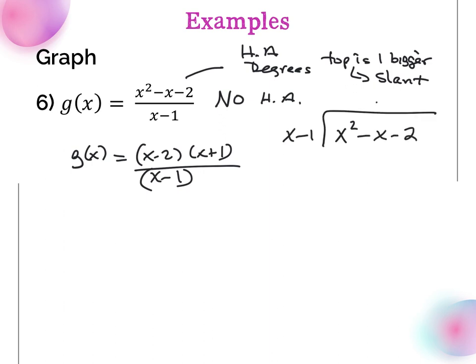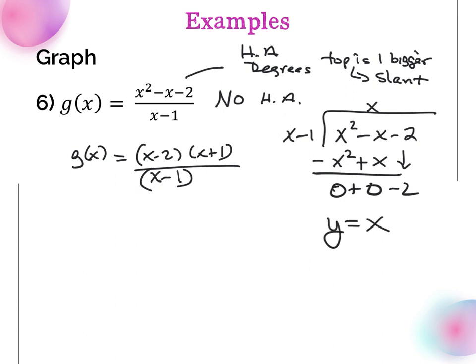What am I going to multiply x by to make it x squared? I'm going to multiply it by x. So x times x is x squared, x times negative 1 is minus x. Flip the signs. And then this ends up being all zeros here. Even if I bring this down, I don't care about the remainder. So my slant asymptote is y equals x.